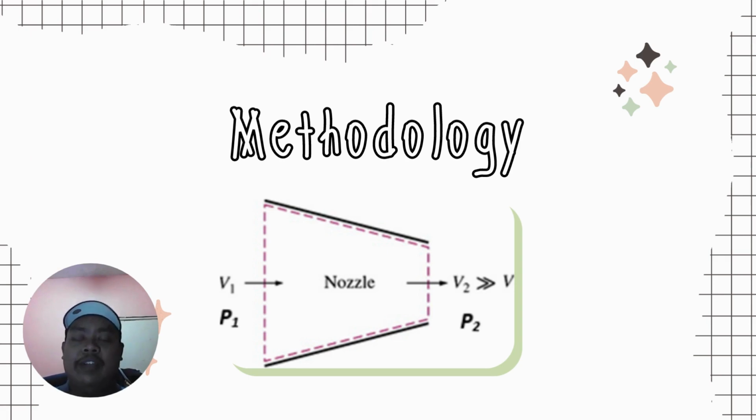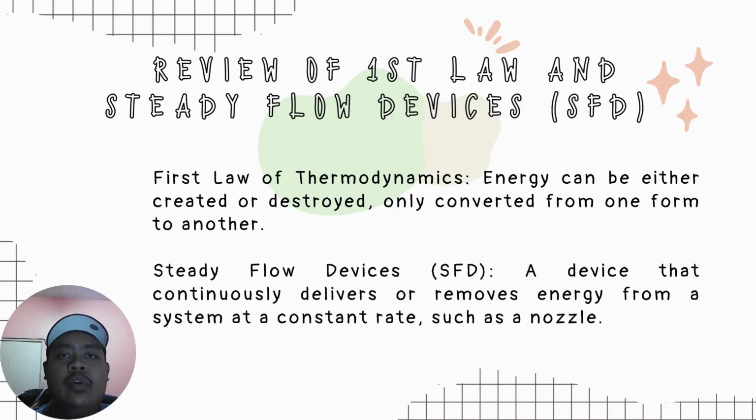In this slide, I would like to explain about the methodology. Review of first law and steady flow device, SFD. The first law of thermodynamics states that energy cannot be created or destroyed, only converted from one form to another. A steady flow device, SFD, is a device that can continuously deliver or remove energy from a system at a constant rate, such as a nozzle.